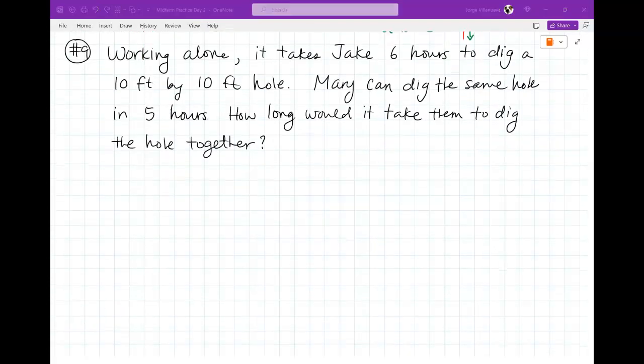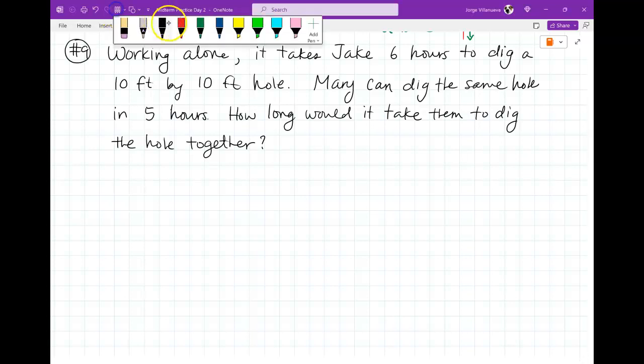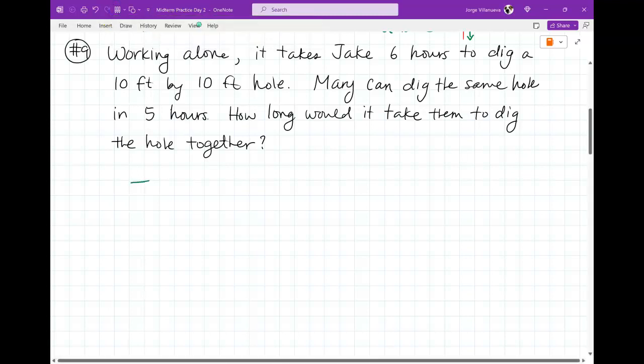Okay, so for number 9, working alone, it takes Jake 6 hours to dig a 10-foot by 10-foot hole. Mary can dig the same hole in 5 hours. How long would it take them to dig the hole together? So the formula we're going to be using is this one right here.